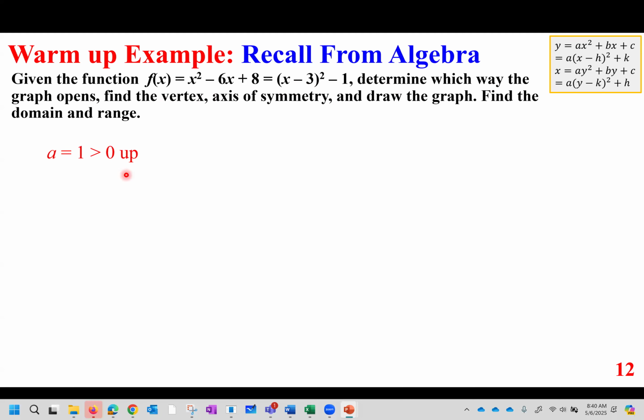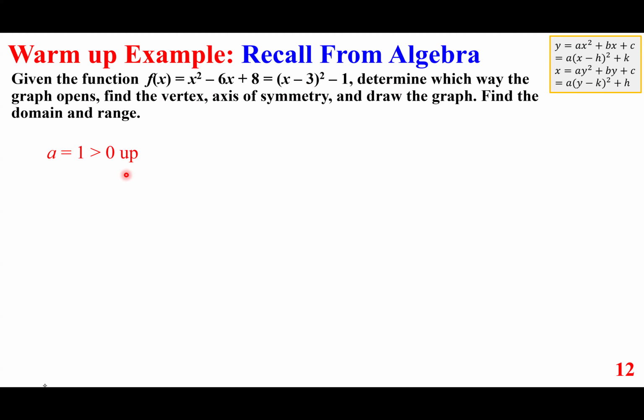And again, I want to mention, if you look at this one, the vertex has the equation x equals minus b over 2a. In other words, if this wasn't given, this is given. So we know the vertex is located at 3, negative 1. We are looking at this formula.